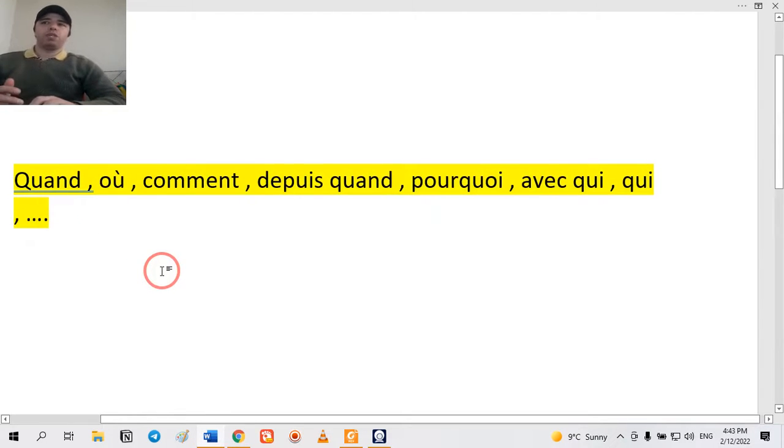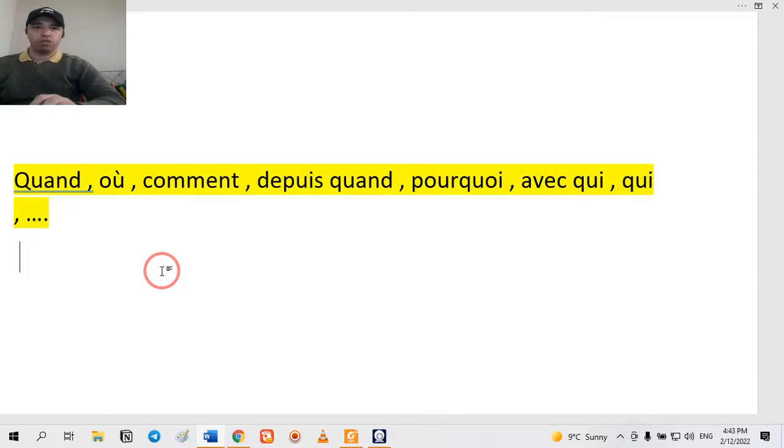As you already know, whenever you want to use a question word in your question, you must put it at the beginning of the sentence, except when you are making a question with intonation. In the intonation type, you can change the place of the question word. You can put it at the beginning of the sentence, or you can put it at the end.